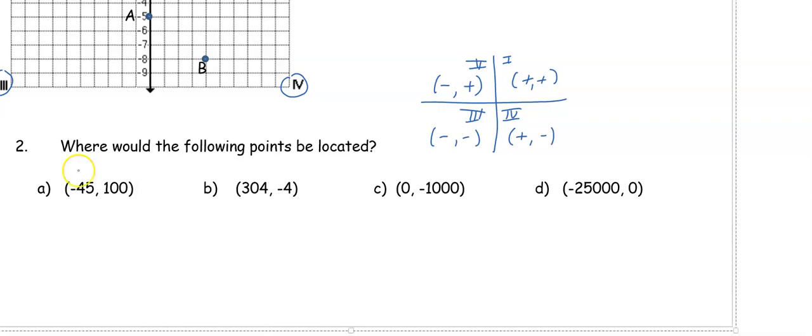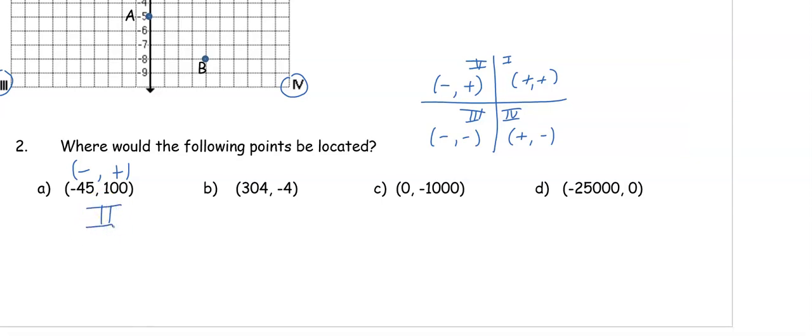So looking at problem 2A, we have a negative number and a positive number. Okay, where would these be located? Which quadrant? So we have to see which one does this match up to. And it matches up to quadrant 2. We would go left 45 and up 100. So this is going to end up in quadrant 2. For part B, we have a positive and a negative. So here you have a positive and a negative in quadrant 4. Okay, again, you would go right 304 and down 4.